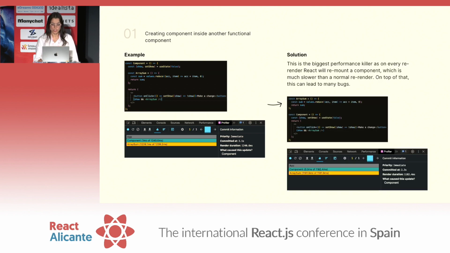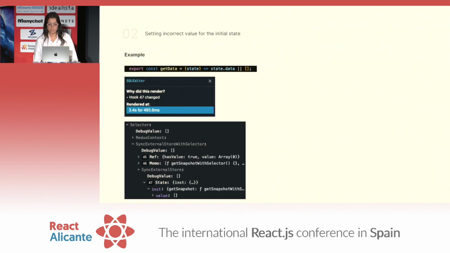A better approach here is to take an array sum component out of the current component, and this has two perks. The first one you can see in the recorded profiler session. It speeds up the rendering time by avoiding the slower remounting process of the component, plus it cuts down the chances of running into strange bugs.